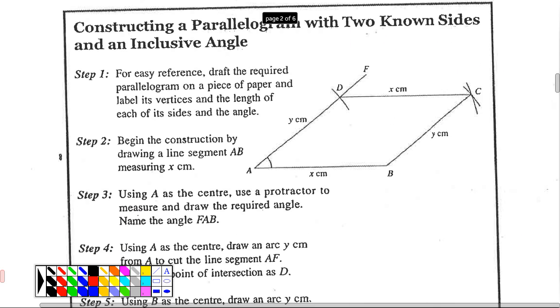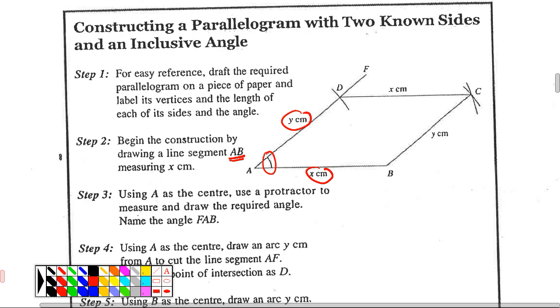Alright, next one. A parallelogram with two known sides and one inclusive angle. So can you highlight? This is the known side. This is the known side. This is the angle. These three things are the known ones. So how do you want to do? Same thing. First construct what? Construct AB. Underline. A bit pointless because it's already drawn there.